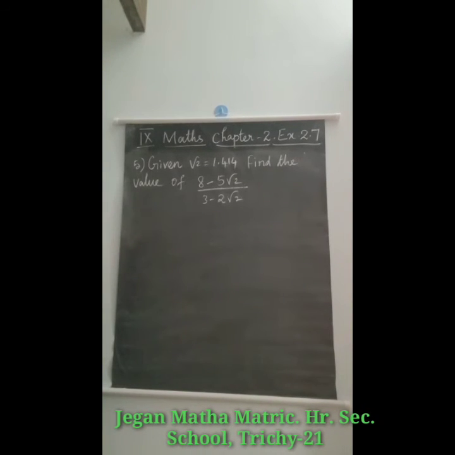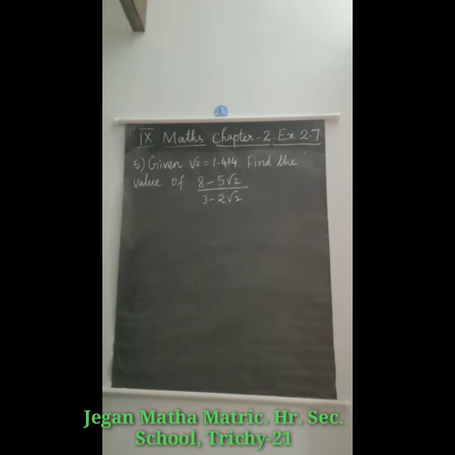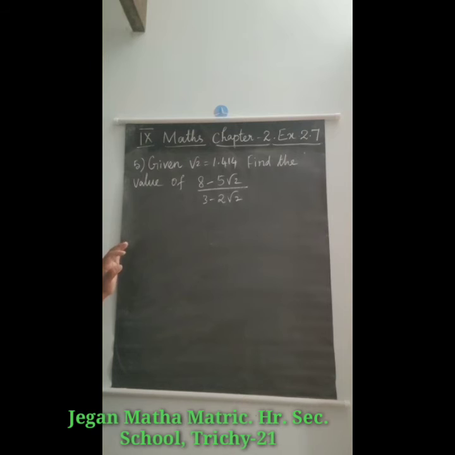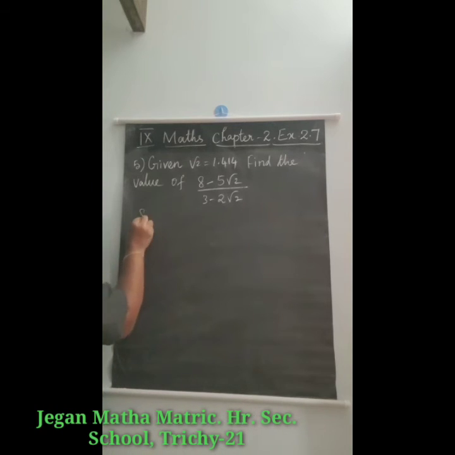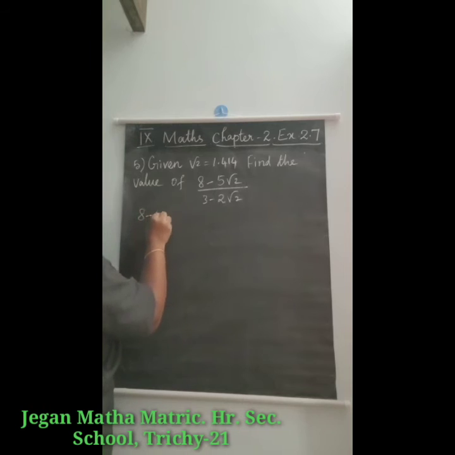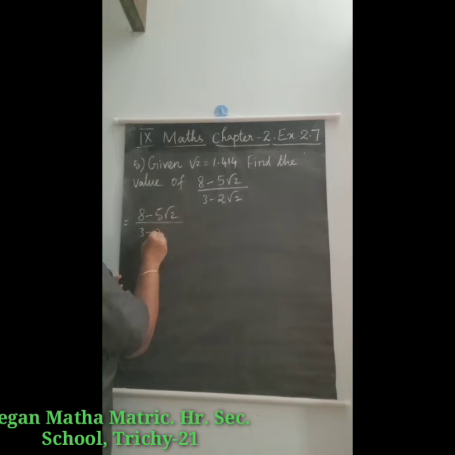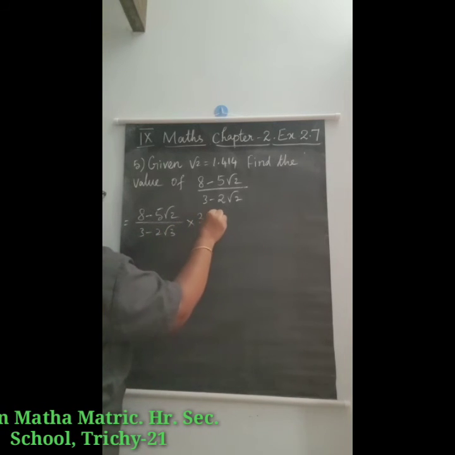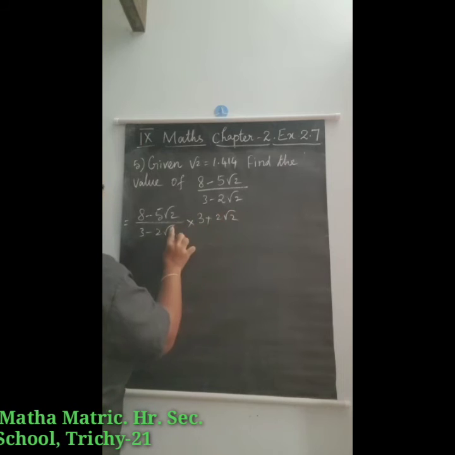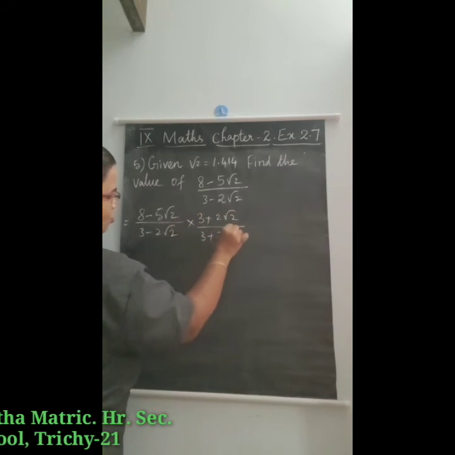Fifth question: given root 2 is equal to 1.414, find the value of 8 minus 5 root 2 divided by 3 minus 2 root 2. So, we have to take the conjugate. 8 minus 5 root 2 divided by 3 minus 2 root 2. Multiply and divide by the conjugate. So, 3 plus 2 root 2 divided by 3 plus 2 root 2.